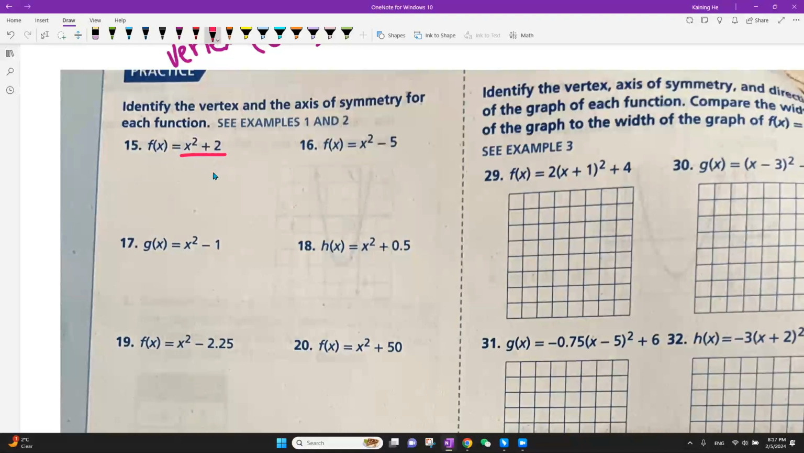In here, I have this. Do I have an h? No, I don't have an h. Therefore, I'm only having a plus 2. Where did plus 2 tell me to go? Plus 2 goes up 2. Here we go. So that means I didn't go left, right. I have up 2. So my vertex is at 0, comma 2.